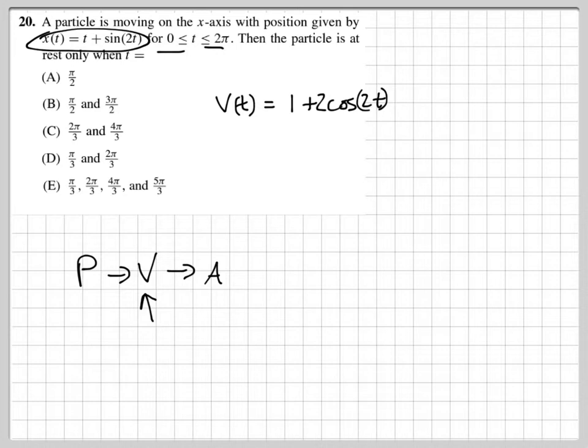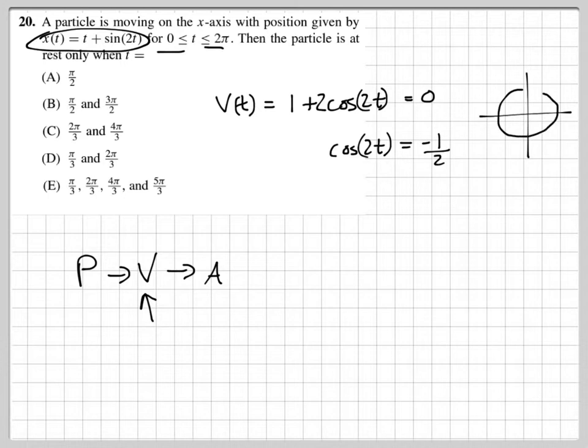So there's my velocity. Let's set this equal to 0 to find out where our velocity, our speed, is 0. If I move 1 over, I get negative 1, and then I'll divide by 2, so now I have cosine of 2t equals negative 1/2. So we're thinking about my unit circle, and because we're dealing with cosine, I'm trying to figure out, or remember, what values give me a negative 1/2.